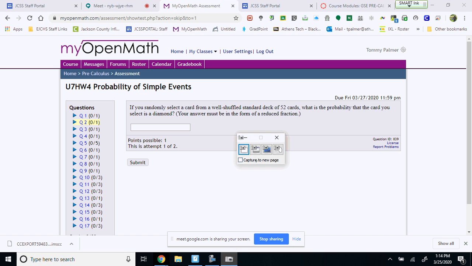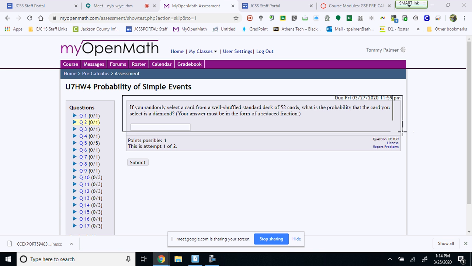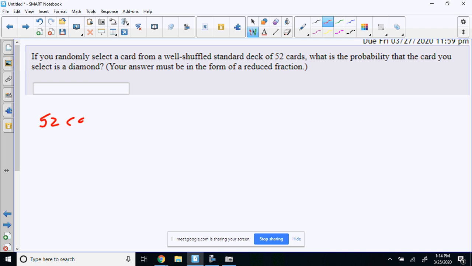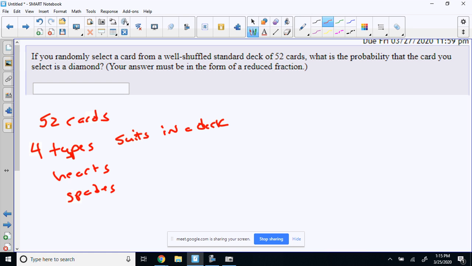Oh, now this one. Okay, so you got to understand some things about cards, right? Do you play a lot of cards? Okay, so let me talk to you about some cards. There's a total of 52 cards, right? There are four types, we call them suits, in a deck. There's hearts, there's spades, there's clubs, and then there's diamonds, right? And every one of these has 13 cards, because if you do 13 times 4, guess what you get? 52. And they range from 2 up to a jack, queen, king, ace, right? Every one of these.